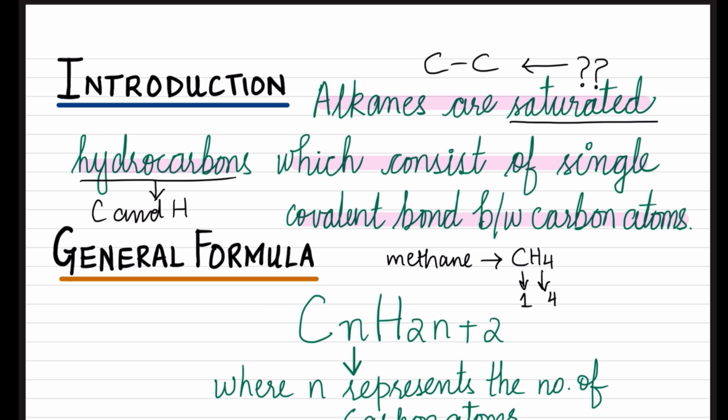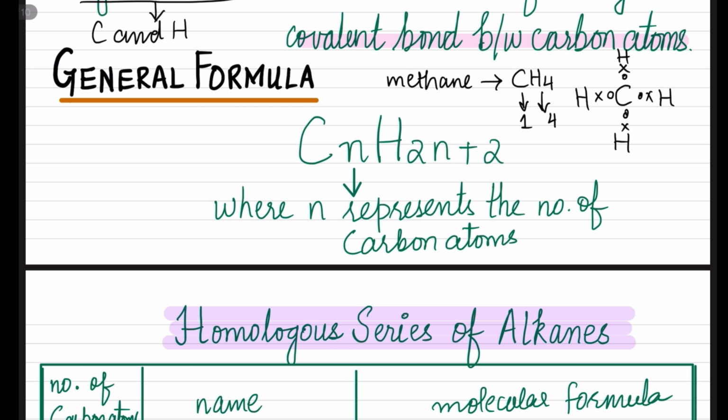As there are 4 valence electrons in a carbon atom, carbon uses all of its 4 electrons and forms 4 single covalent bonds with 4 hydrogen atoms to make one molecule of methane. Similarly, all alkanes use their carbon atoms in the formation of single covalent bonds. Each carbon atom makes 4 single covalent bonds by using all of its 4 valence electrons. Now, the general formula for alkanes is CnH2n+2, where n represents the number of carbon atoms.